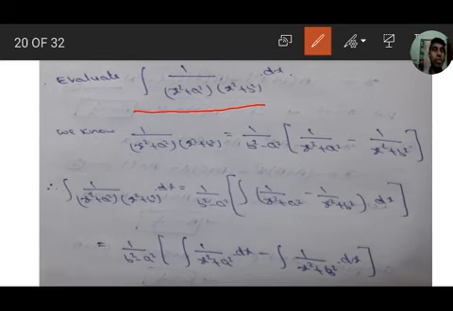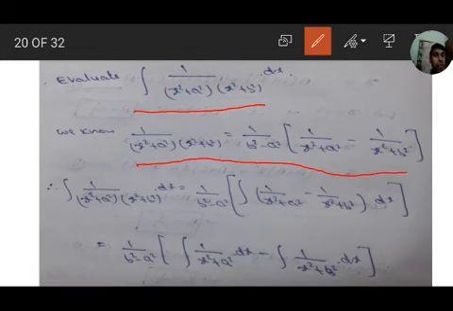Directly it is of the two quadratic factors. We get (ax+b)/(x²+a²) + (cx+d)/(x²+b²). We have to find out the a value, b value, c value, d value. But it is difficult. If you remember from the first semester, we know the formula: 1/((x²+a²)(x²+b²)) = 1/(b²−a²) × [1/(x²+a²) − 1/(x²+b²)]. It is the formula.